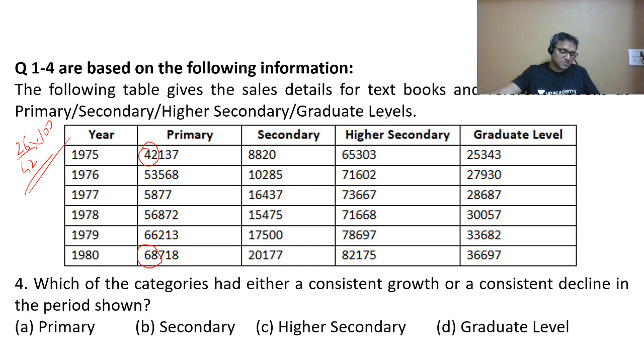Which of the categories has either consistent growth or a consistent decline? If you look at it, it has to continuously grow. You can make out graduate level is growing consistently, increasing consistently. So the answer is option D. Yes, graduate level is consistently increasing, therefore graduate level is the answer.